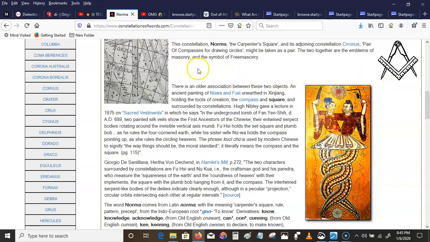Now, how can the son come before mom? How can mom be the daughter of the S-O-N? See, this is how Eve came from Adam's rib, rather than the other way around, as common sense would dictate.